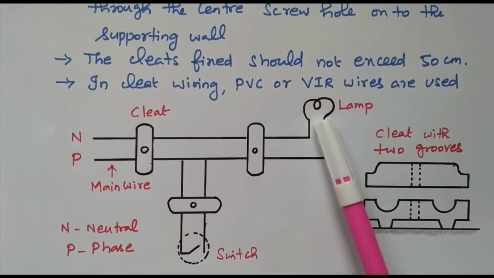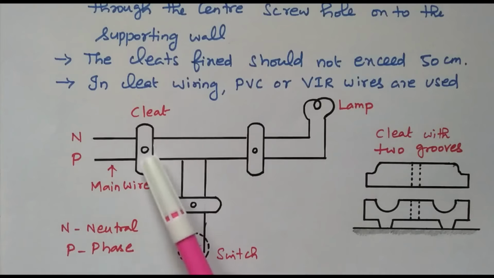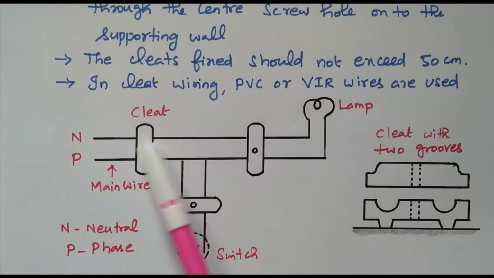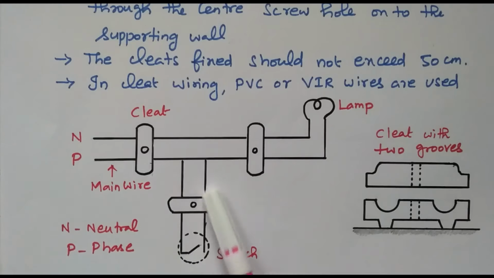The lamp available is controlled by a switch. So this is nothing but a clad wiring. This is the phase, the neutral. The neutral is connected directly to the lamp. Phase is connected through the switch. So when the switch is turned on, the lamp will glow. When the switch is turned off, the lamp will be in off condition.